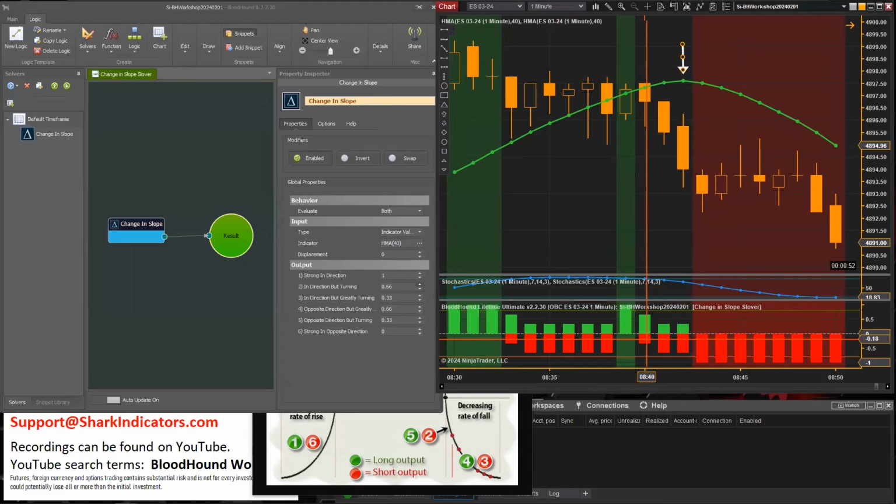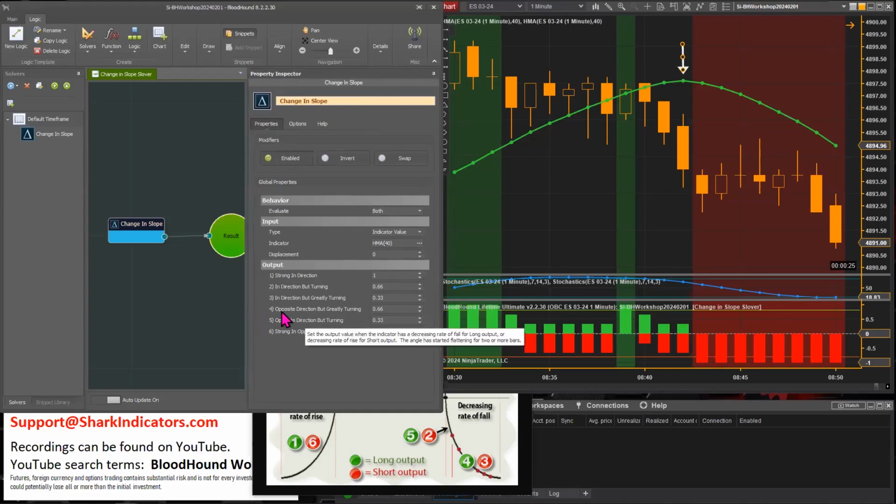So what's going on here where the short output begins to increase? Well, let's take a look at the outputs here. What that increase is going to be is number 5 and number 4 here, because if you notice, it says opposite direction, but increasing, right? So number 4 is opposite direction, but greatly turning, and number 5 is opposite direction, but turning. Number 5 is only 0.33, and number 4, where it says greatly turning, has a larger number in there, 0.66.